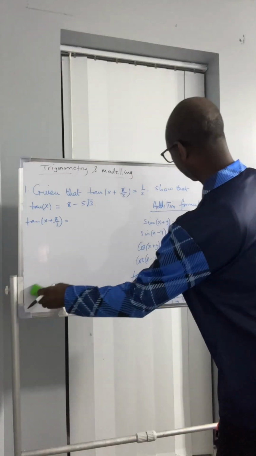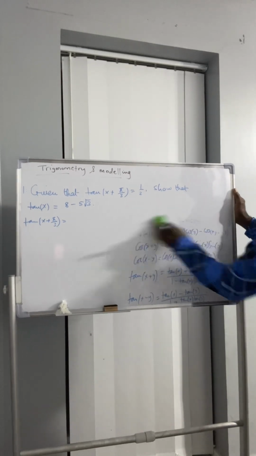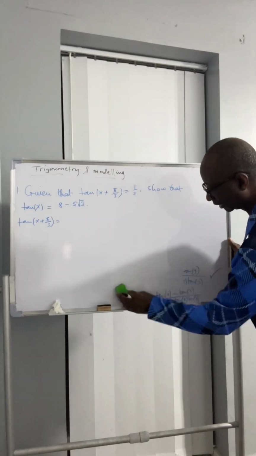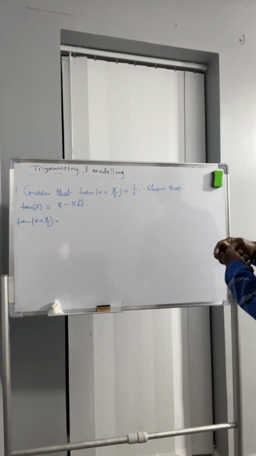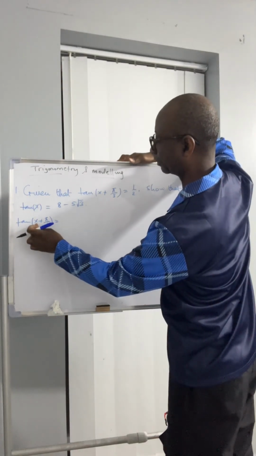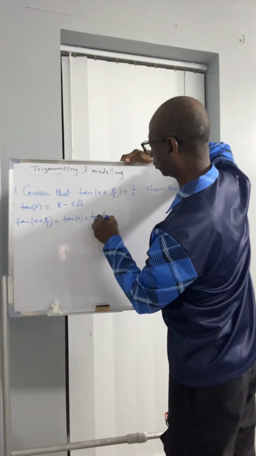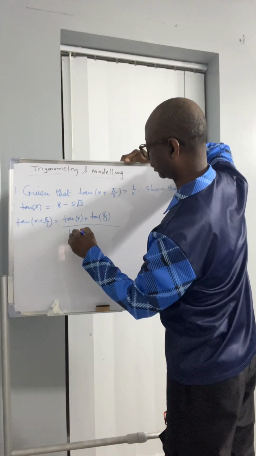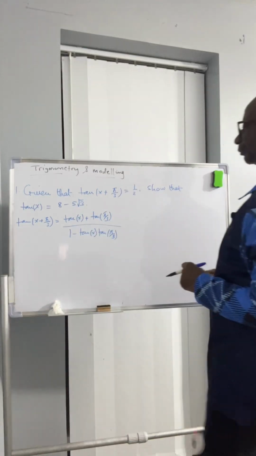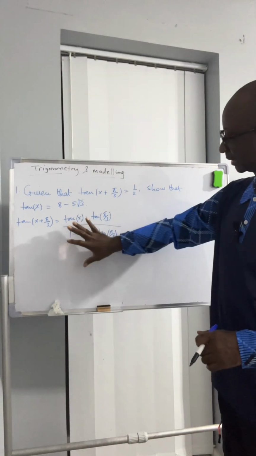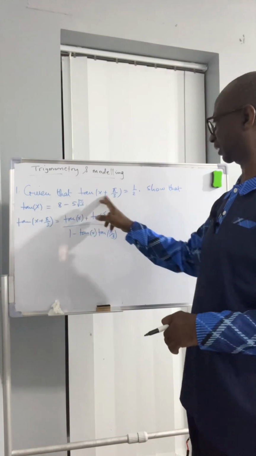Forget about the half for now. I need space, so I will take these ones off. We know we are using this one. I just mentioned them for you to be able to see the pattern that these formulas follow. So this is going to give us tan x plus tan y, which is tan x plus the tangent of pi over 3, divided by 1 minus the tangent of x times the tangent of pi over 3. And it's all equal to half. But let's try to simplify this one first before we bring down the half. We're just looking at this side first. We'll bring the half later.